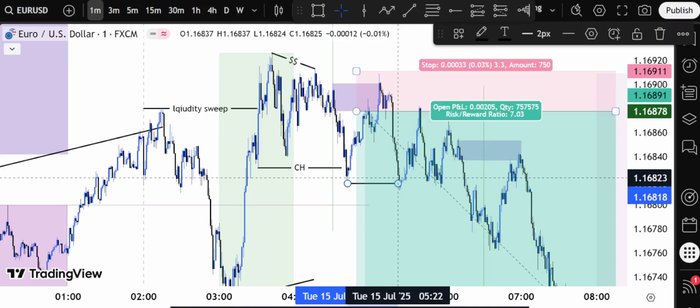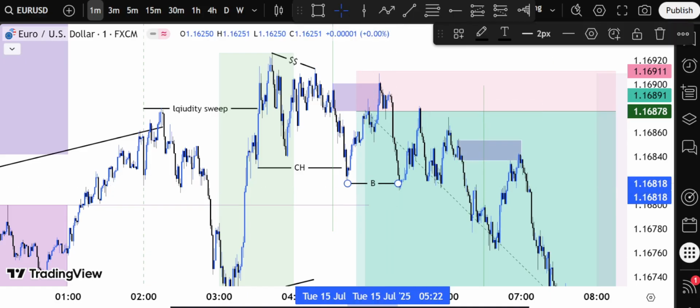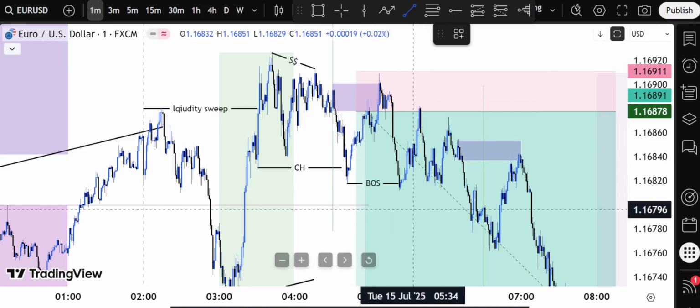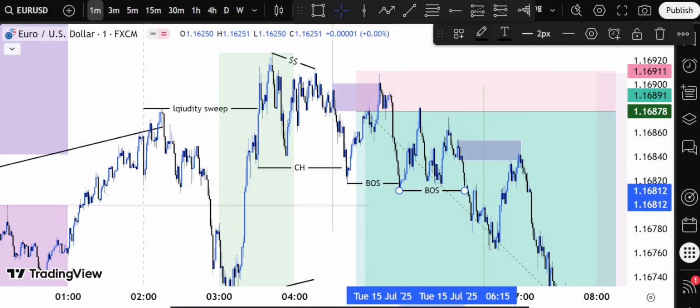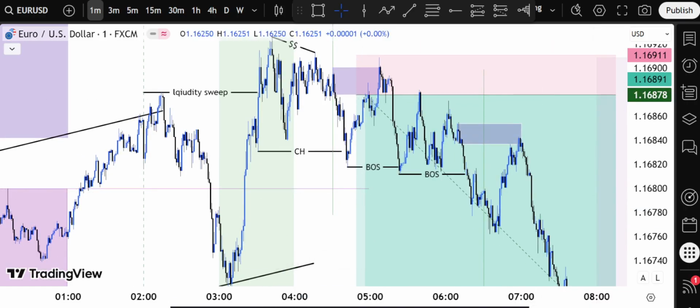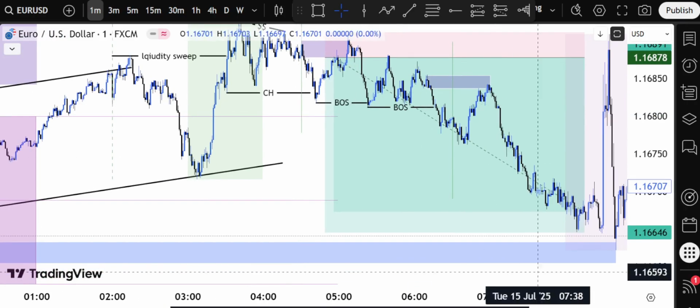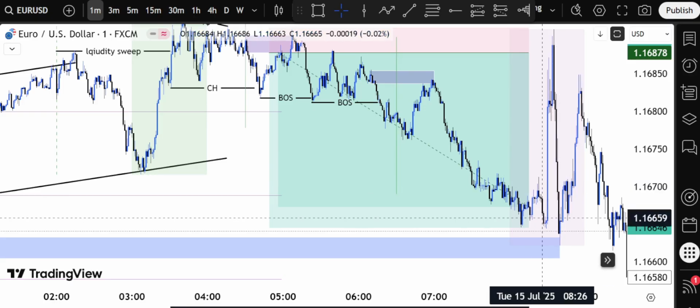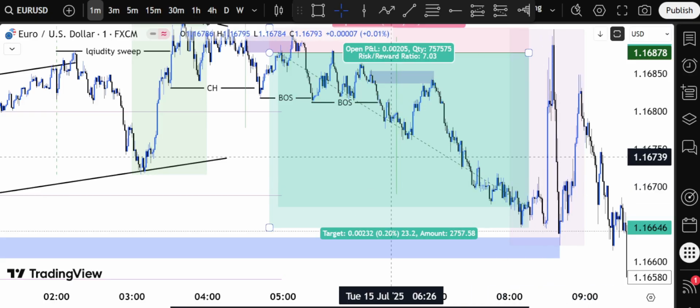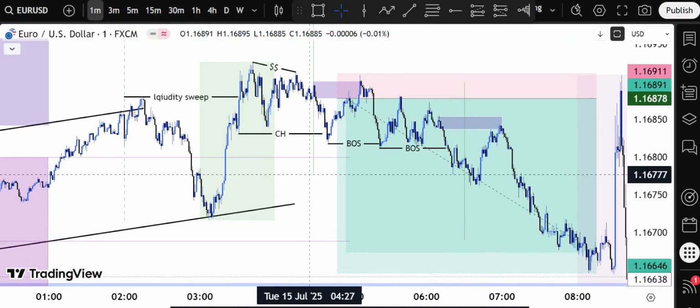As you can see, the first break of structure, this is not a short, it is a break of structure. We had another break of structure here. So my target was the opposite zone, this demand, but there was news nearby when NY opened, so I closed it early, only netting 7R. Let's go to the next day.